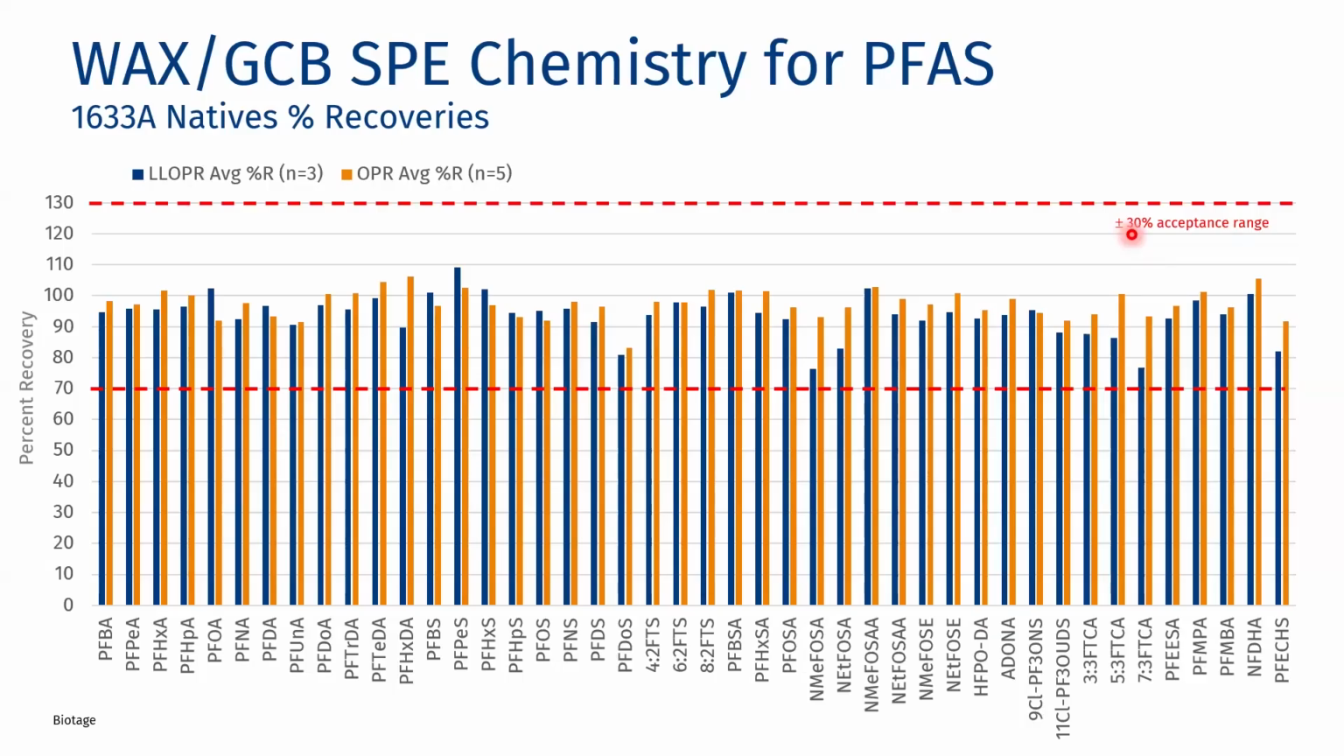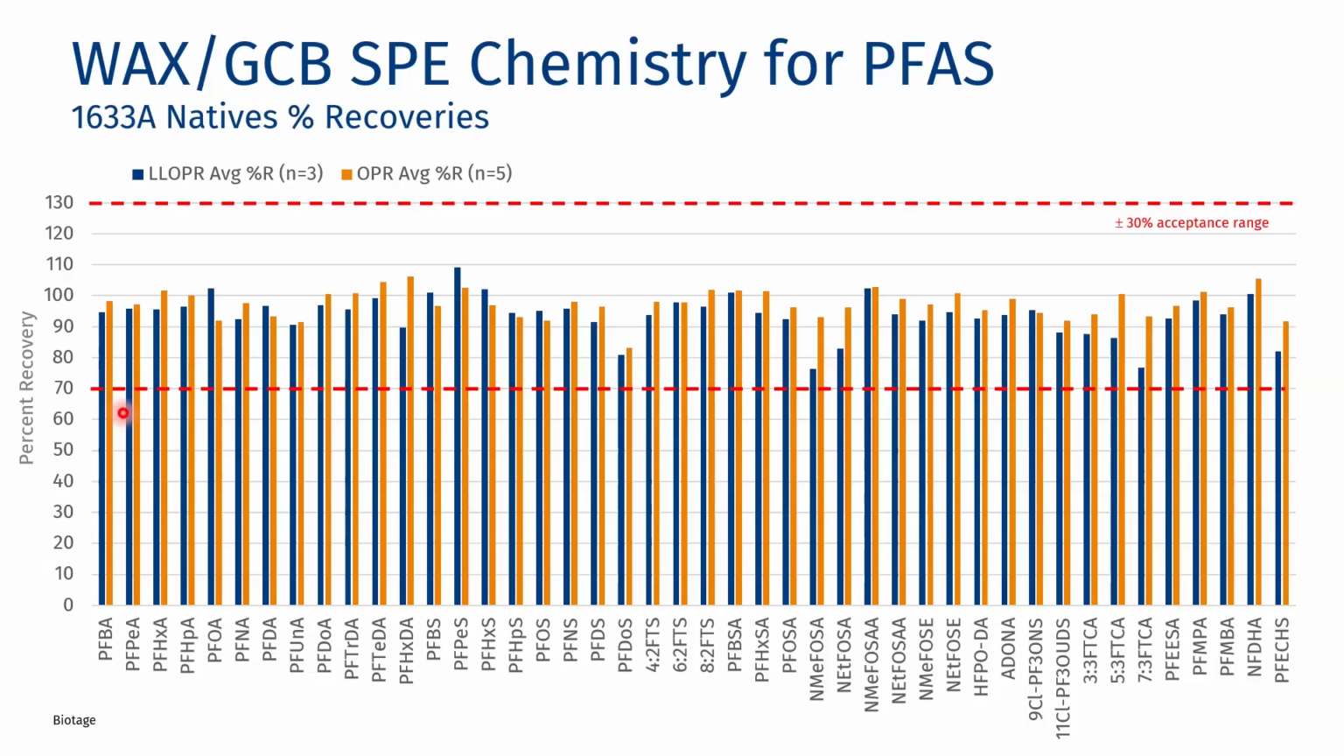I didn't actually include the 1633A because 70 to 130 is actually more strict than the 1633A recoveries. So I just use those for a marker for this. But you can see all the recoveries for both the low and the mid-level fall well within the 70 to 130. So definitely meet the acceptance criteria for 1633A.